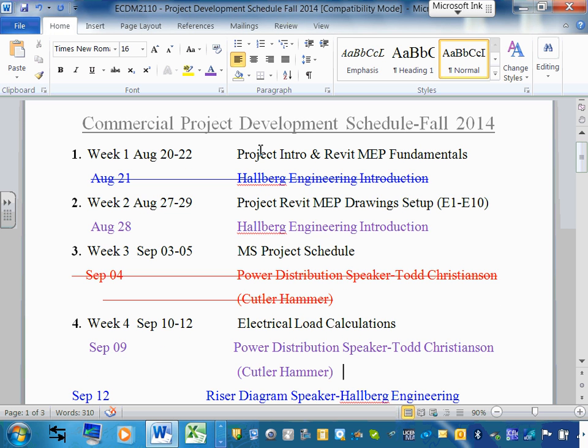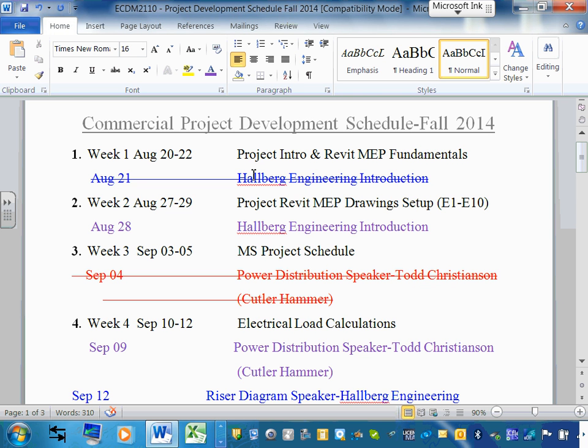So we are in week number 1. We're going to do project introduction today, that's what I'm doing, and we're going to do Revit fundamentals. Today, tomorrow, and Friday, we'll talk about Revit fundamentals. We're not setting up anything, we're not going to do the project yet. We just talk about fundamentals and understanding gravity.